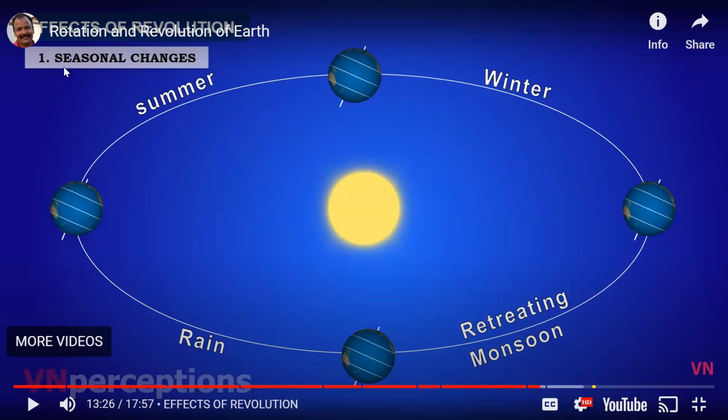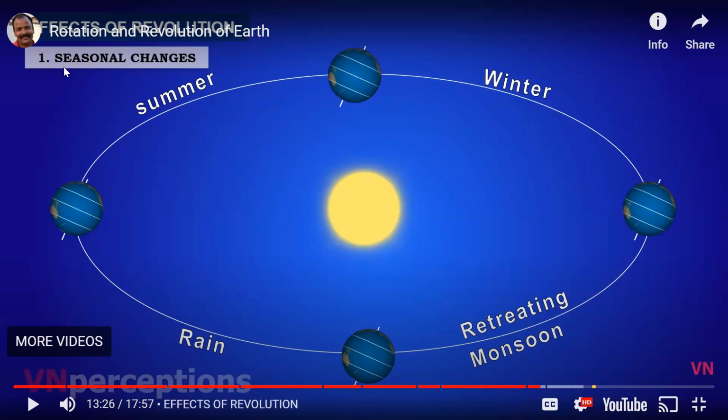So when you understand this, from here to here it is summer. So this will be March, this will be May. Then June to September is rain. Then it is October to November, the retreating monsoon, and December to February it will be winter. I am telling you the seasons of India. So this is how the seasons are moving.